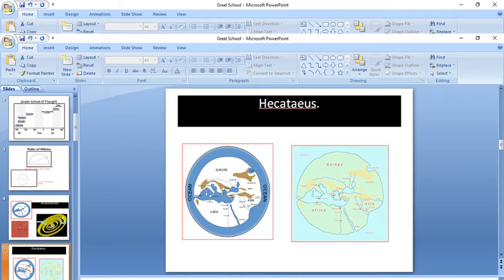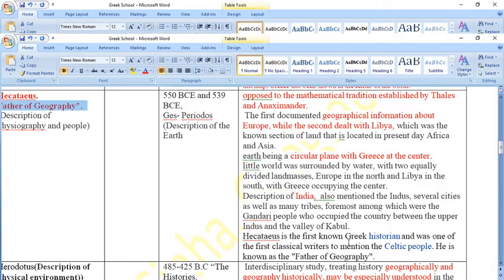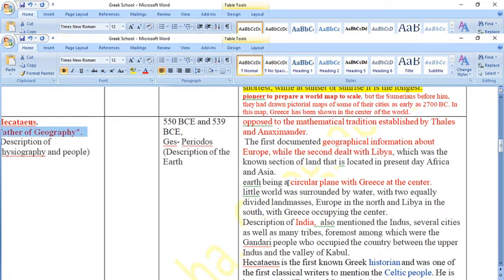He proposed a lot of concepts about human geography. He described the Celtic people. He placed a circular plane with Greece in the center. He also believed that Greece lies in the central position of the earth. Okay, he didn't like the mathematical tradition of Thales and Anaximander, and so on.